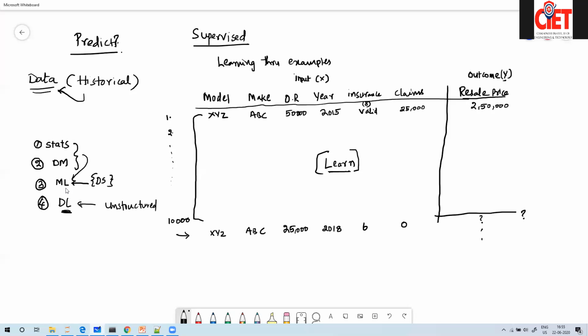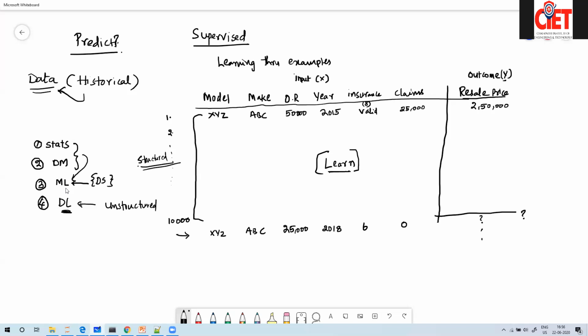So if you see here, this is also a learning example. We are trying to learn how to predict the resale price of the car by using some historical data. But this historical data is very much structured data. When we say structured data, it is data that is typically stored in rows and columns. It could be a table, it could be an Excel sheet, or it could be in any other form. So if we can arrange the data in the form of rows and columns, that's called structured data.